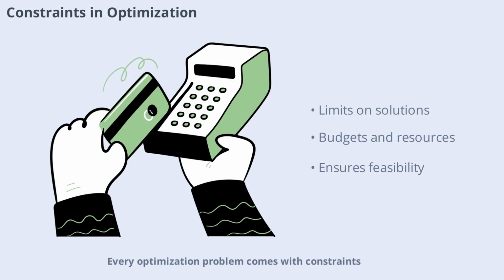Every optimization problem comes with constraints. These are the limits or requirements that must be satisfied, such as budgets, time, or resource availability. Constraints shape the set of possible solutions and ensure that the chosen option is feasible. Understanding and accurately modeling constraints is crucial for effective optimization in economics.